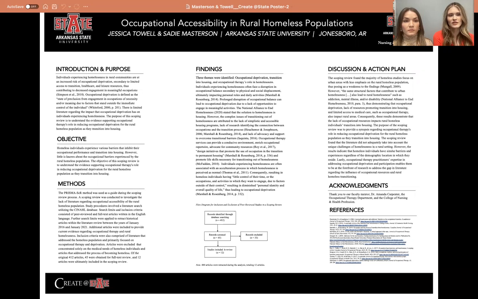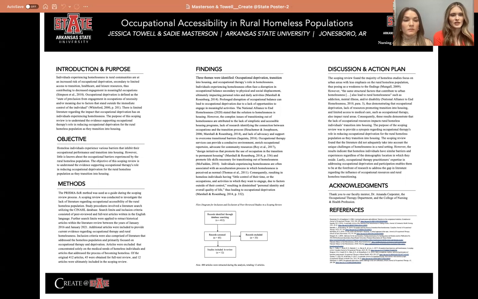Occupational deprivation is defined as a state of preclusion from engagement in occupations of necessity and/or meaning due to factors that stand outside the immediate control of the individual. There is limited literature regarding the impact that occupational deprivation has on individuals experiencing homelessness. The purpose of this scoping review is to understand the evidence supporting occupational therapy's role in reducing occupational deprivation for the rural homeless population as they transition into housing.